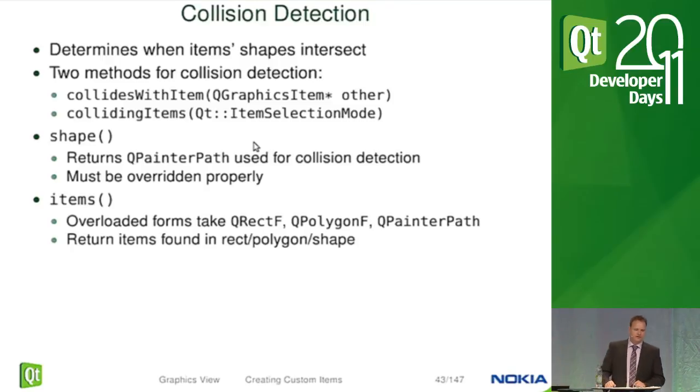There is also an item selection mode for collidesWithItem that tells what collision means to you. Are we talking only about boundaries, or are we talking about overlap or entirely overlapping? Similarly, we have a method on a QGraphicsScene where we can ask which items are colliding with a given position, or a given rectangle, a given polygon, or a given painter path.